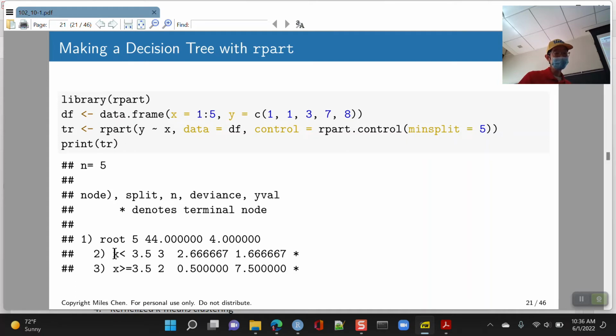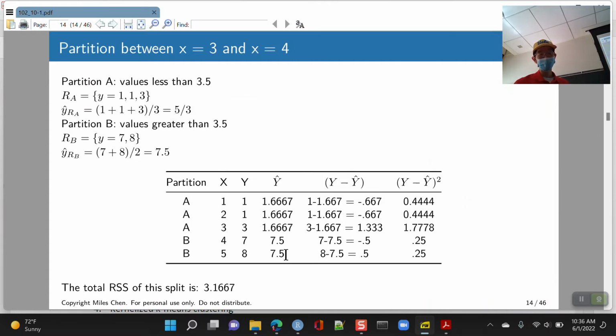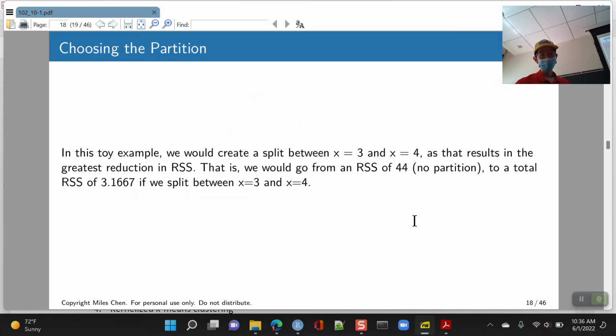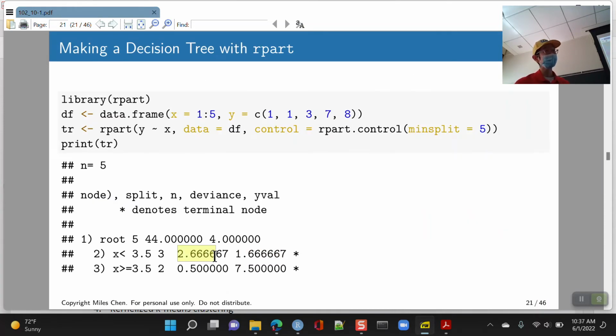Here, it says the split is at 3.5: x less than 3.5 versus x greater than or equal to 3.5, which is what we found as well. We split between 3 and 4, so it says do the split at 3.5. At 3.5, there are 3 observations in that node. The predicted value is 1.667 for those 3 observations. And if you add up the squared residuals for these, they add up to 2.667.